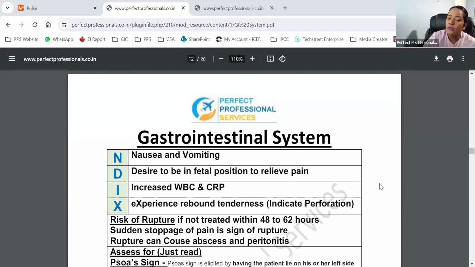Risk of rupture if not treated within 48 to 62 hours. Sudden stoppage of the pain is a sign and symptom of rupture. Rupture can cause abscess and peritonitis. Okay? Whenever you get a patient with appendicitis, we are not giving any pain medicines. Okay? Because if you give pain medicine, the patient's pain will be relieved, and we will not know whether the pain relief is from the medicine or from peritonitis. So that's why we are not giving.